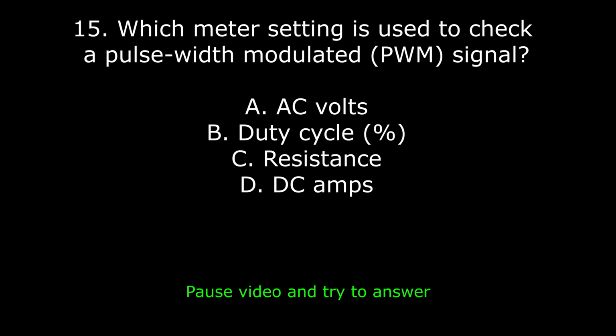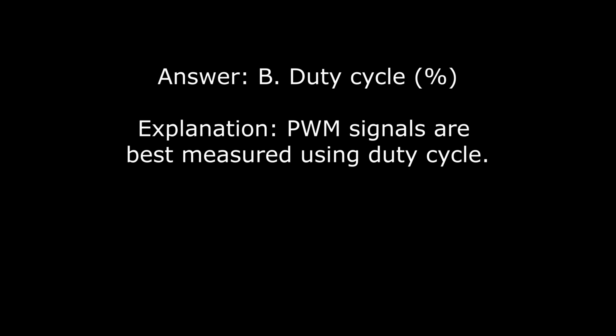15. Which meter setting is used to check a pulse width modulated PWM signal? A. AC volts. B. Duty cycle, percent. C. Resistance. D. DC amps. Answer: B. Duty cycle, percent. Explanation: PWM signals are best measured using duty cycle.